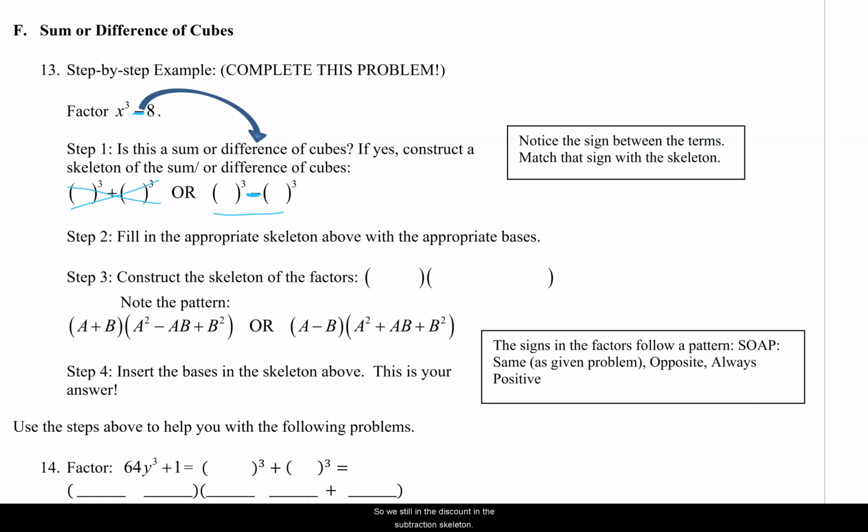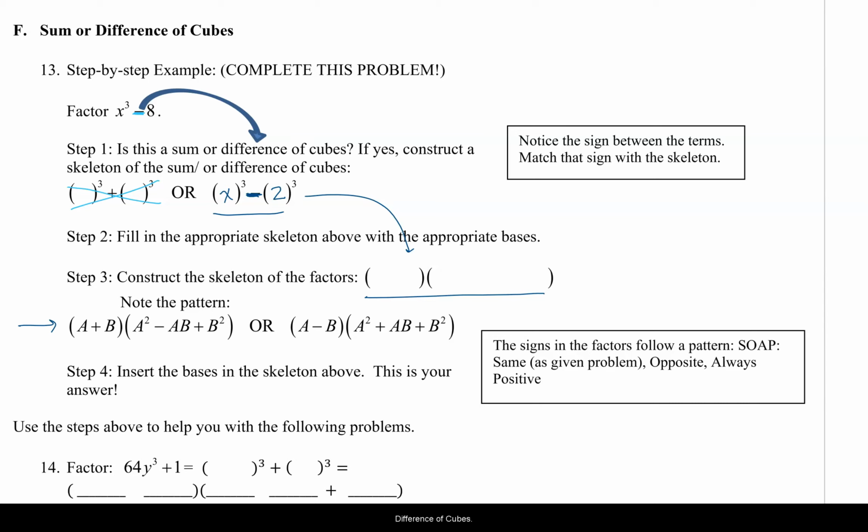So we fill in the skeleton, the subtraction skeleton, x to the 3rd minus 2 to the 3rd, and then the factors will follow a particular pattern as well. In these parentheses here, I'm going to write the associated pattern with the terms, and then we'll talk about what signs go in. So I'm referring to these patterns down here.